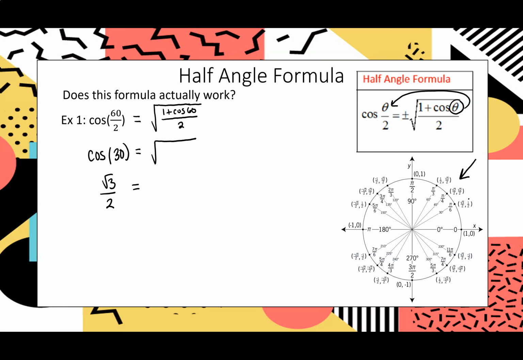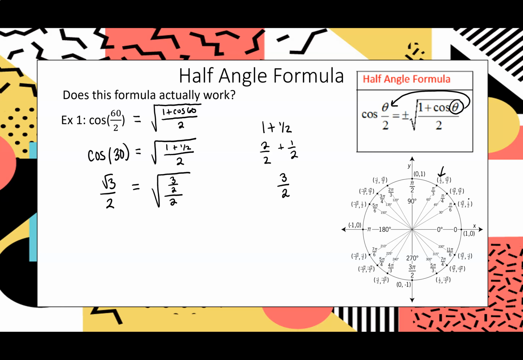Well, what is cosine of 60? We have to go to our 60 degrees now, and find the first coordinate, which is going to be 1/2. So we're left with 1 plus 1/2 all over 2. Now, how do we add 1 plus 1/2? Well, 1 plus 1/2 is really 2 over 2, which is 1, plus 1 over 2. And that's going to give me 3 over 2. So that changes my numerator to be 3 over 2 divided by 2.